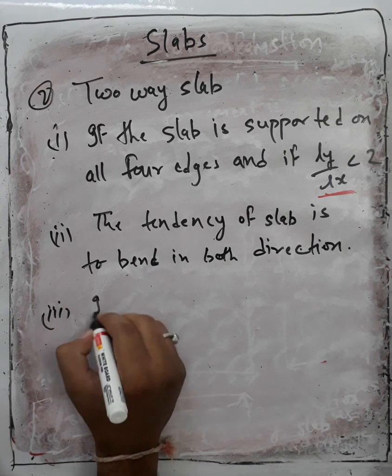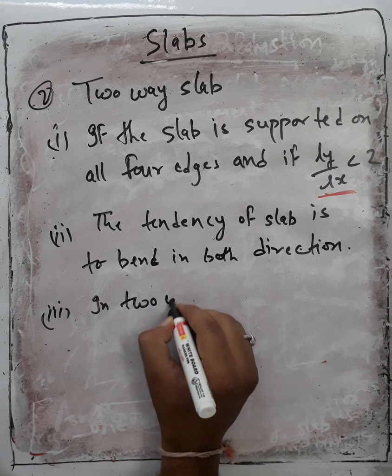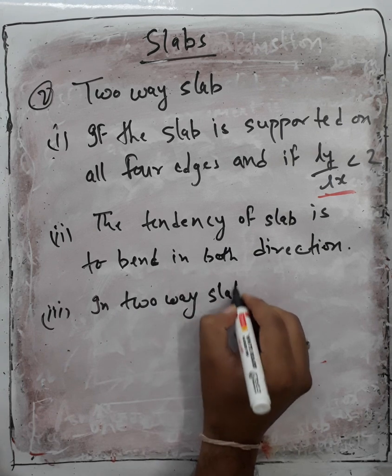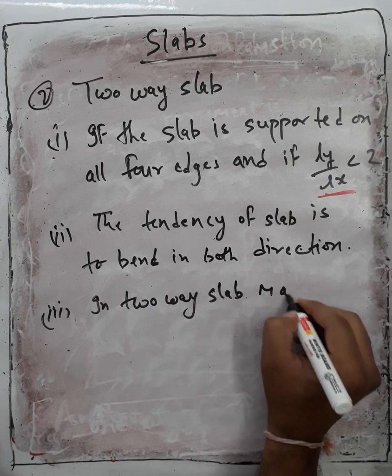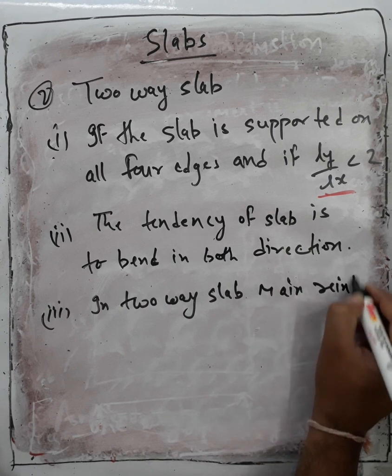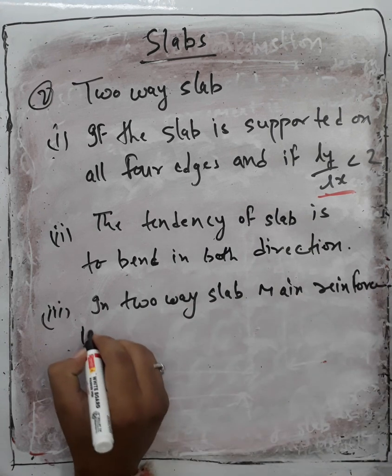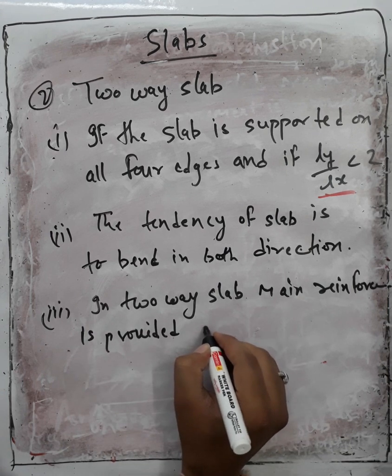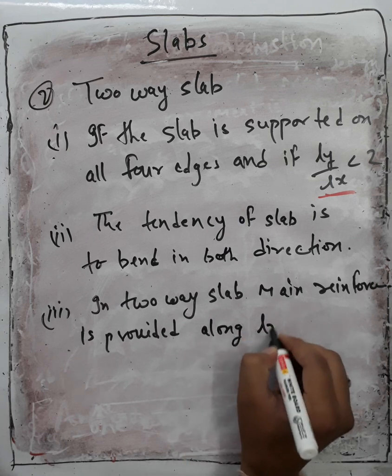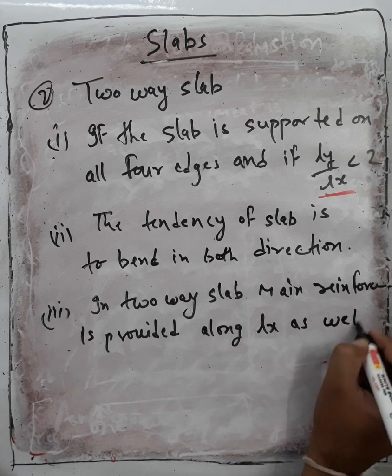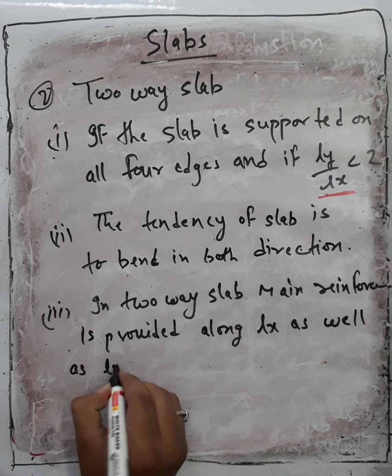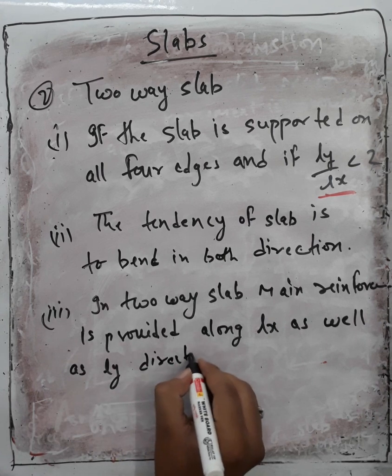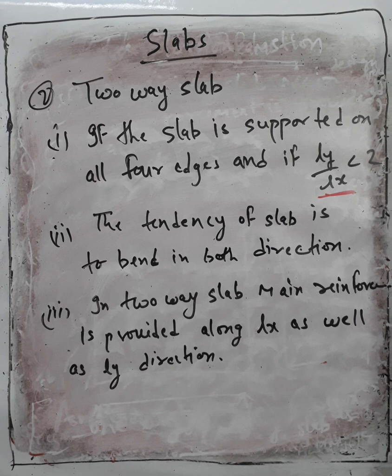And the last one: in a two-way slab, the main reinforcement is provided along Lx as well as Ly direction. Meaning in a two-way slab we provide main reinforcement in both directions, but in a one-way slab we provide it in the shorter direction only.